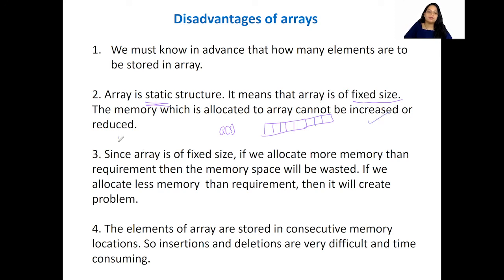Similarly, suppose I declared a of 100 and I'm storing only 2 values in this. So what is going to happen to the rest of the 98 memory locations? They are going to get allocated, but not used, which is a waste of memory, isn't it? So we cannot reduce either. These are the disadvantages of arrays. Since an array is of fixed size, if we allocate more memory than required, then the memory space will be wasted, like I said. If we allocate less memory than required, then it will obviously create a problem, isn't it?